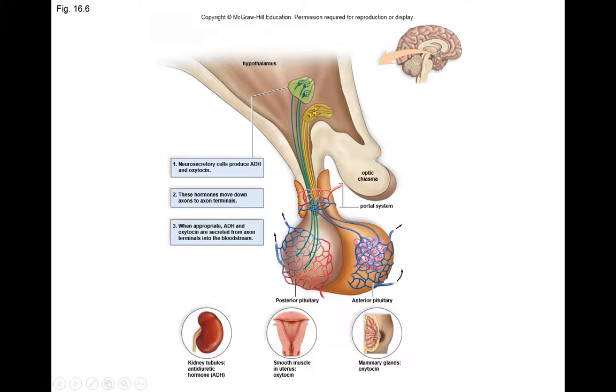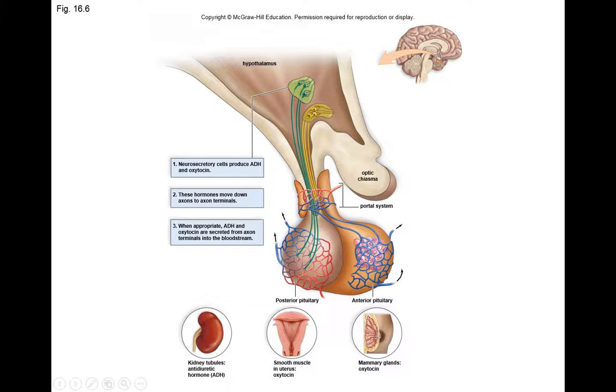So the posterior pituitary is just basically a slave to the hypothalamus, just storing those hormones, ADH and oxytocin.